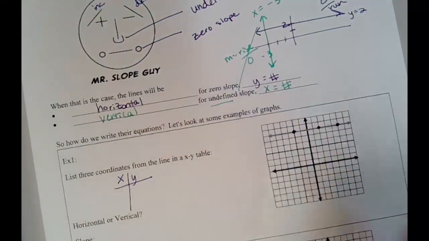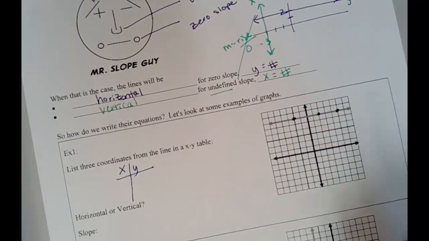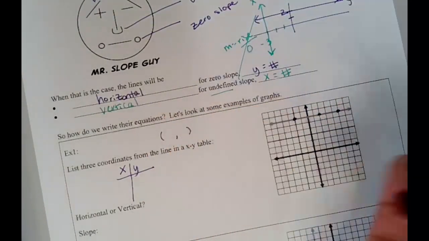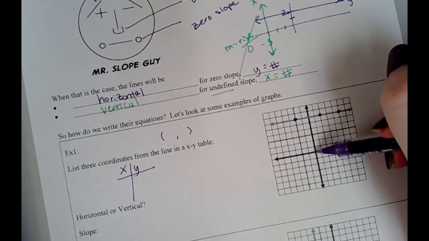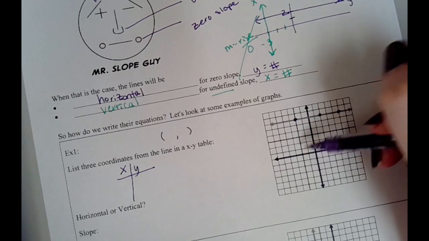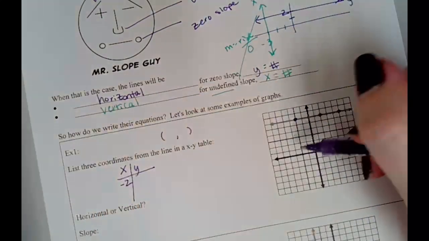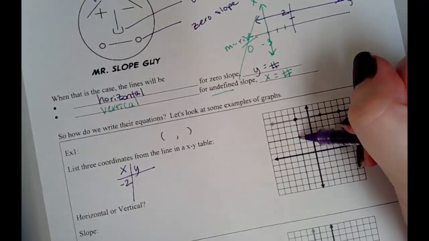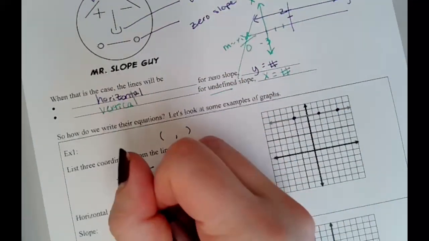I'm going to write my list in a table. You could also just do individual coordinates if you want. Let's take a look though. I happened to pick, this has an x value of -2 and a y value of 1, 2, 3, 4, 5, and 6.